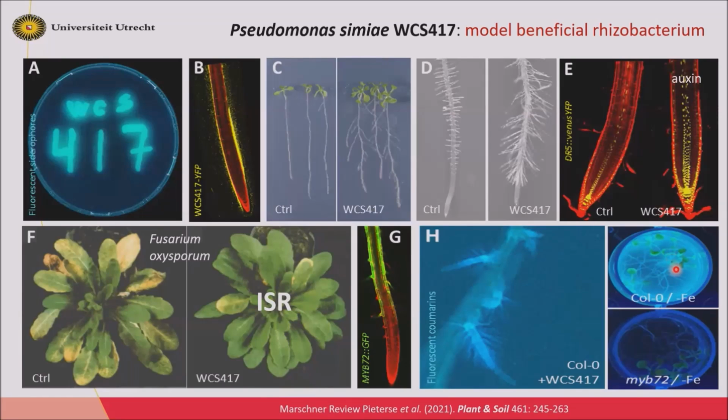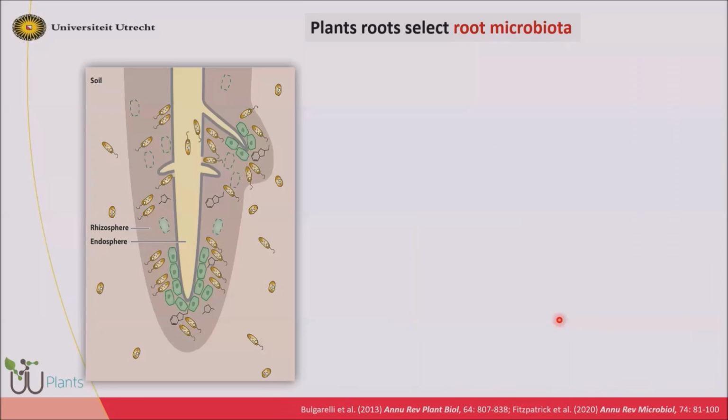But you can also mimic it by growing the plants under very low iron. And here we have a MIP72 mutant. It also does not produce these coumarins anymore. So this MIP72 has a dual function. On the one hand, it is important for the induction of systemic immunity in the leaves, but it is also important for the secretion and the biosynthesis of coumarins into the rhizosphere. And the link will become clearer later.